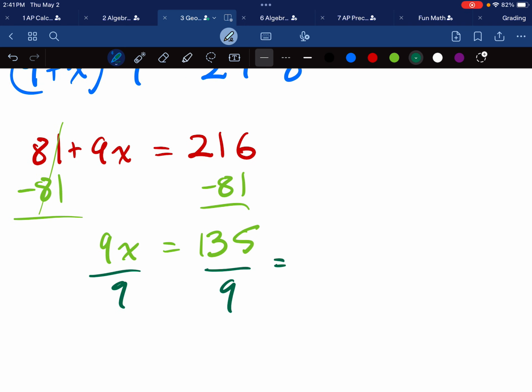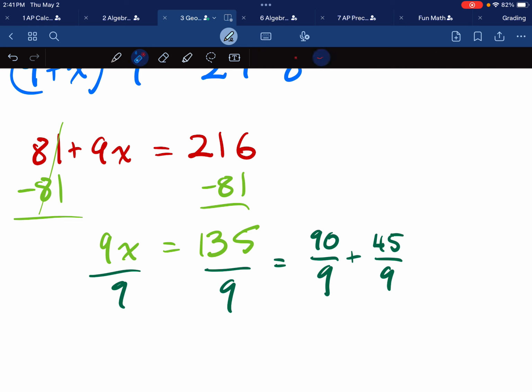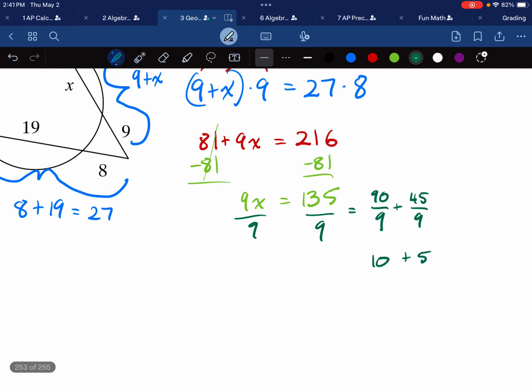135 divided by 9 is hard, but check this out. Did you know 135 divided by 9 is the same thing as 90 over 9 plus 45 over 9? Why did I choose 90? Because it's times 10. That's super easy. This one is 10, and 45 divided by 9 is 5. So the answer here is 10 plus 5, which is 15. X is equal to 15.